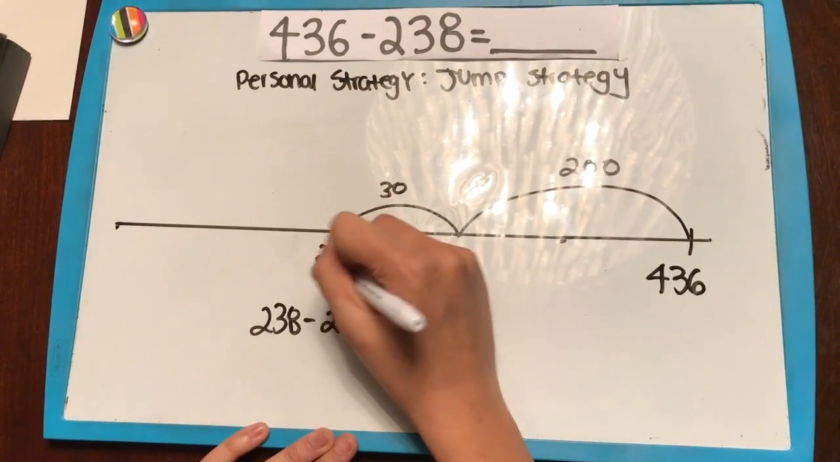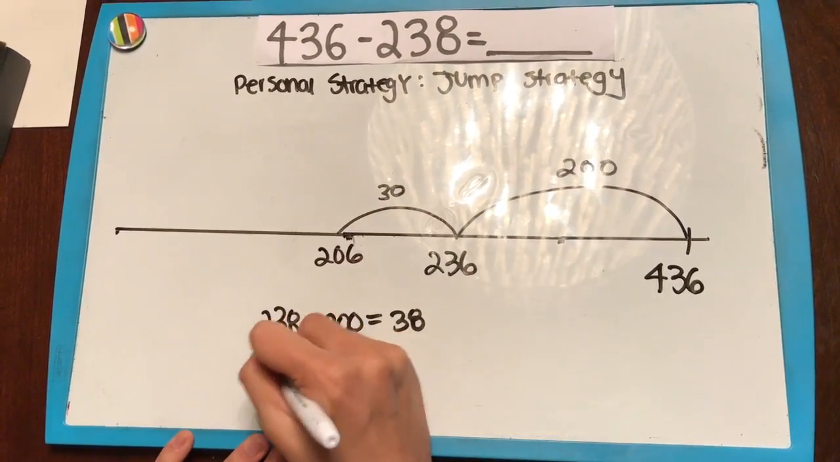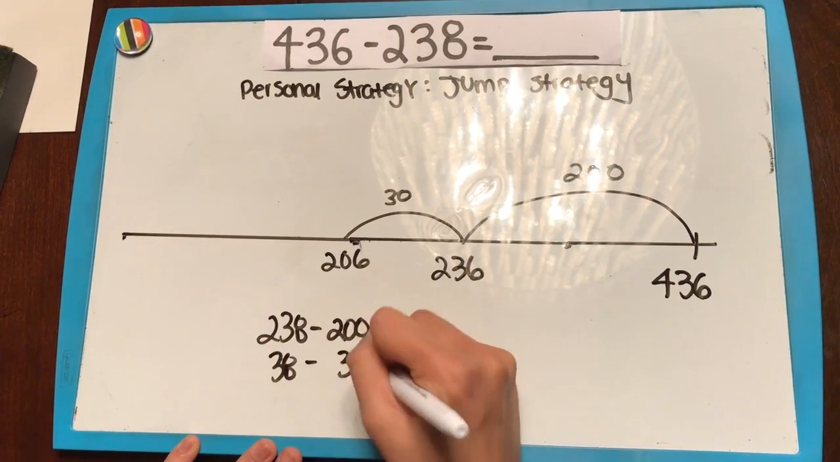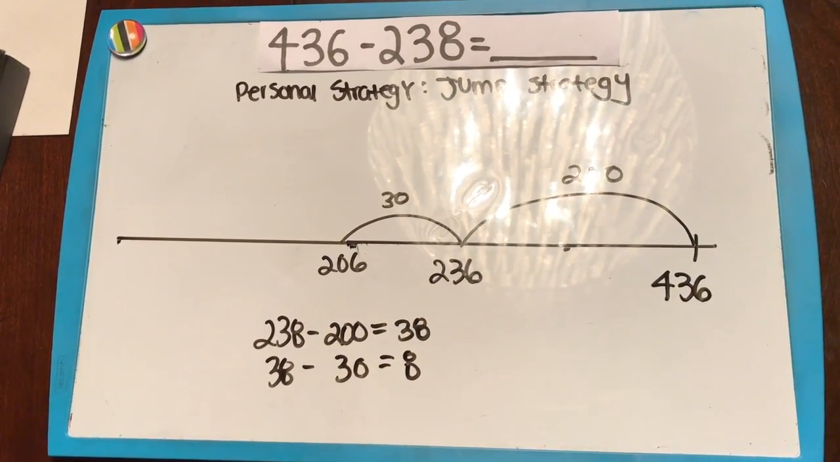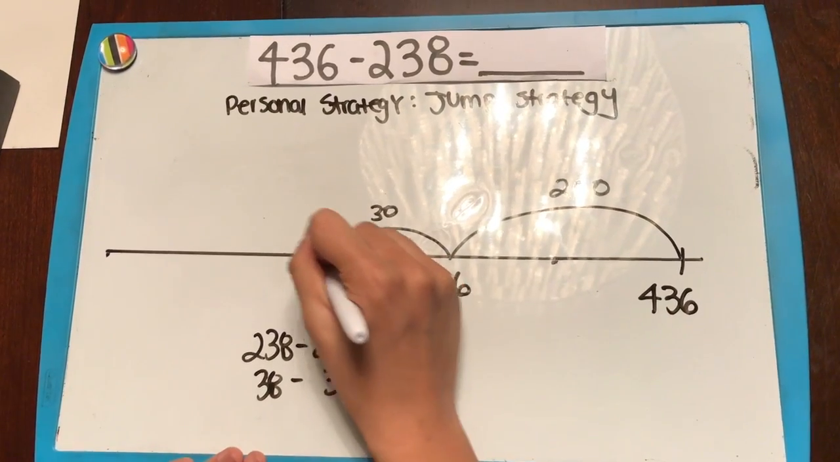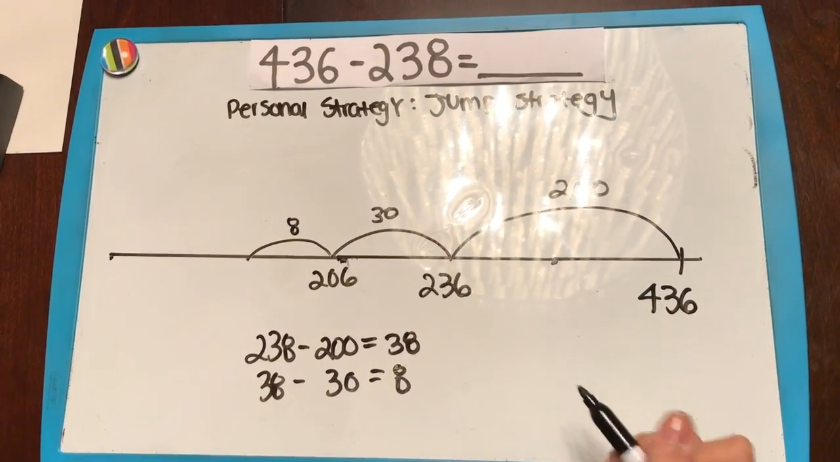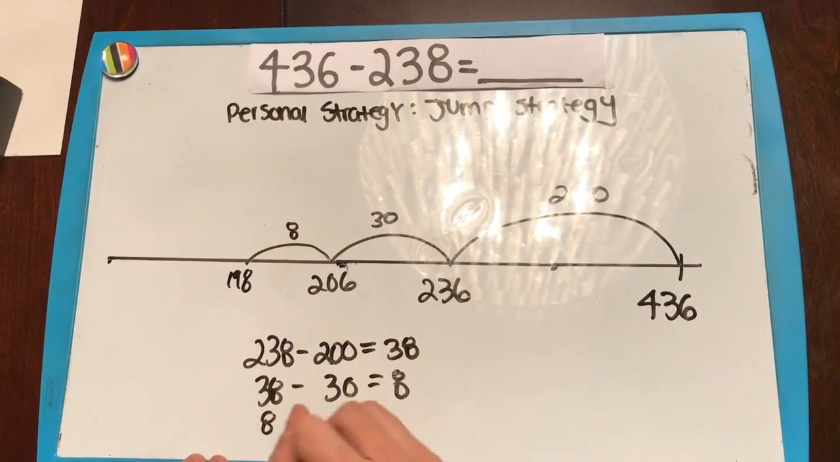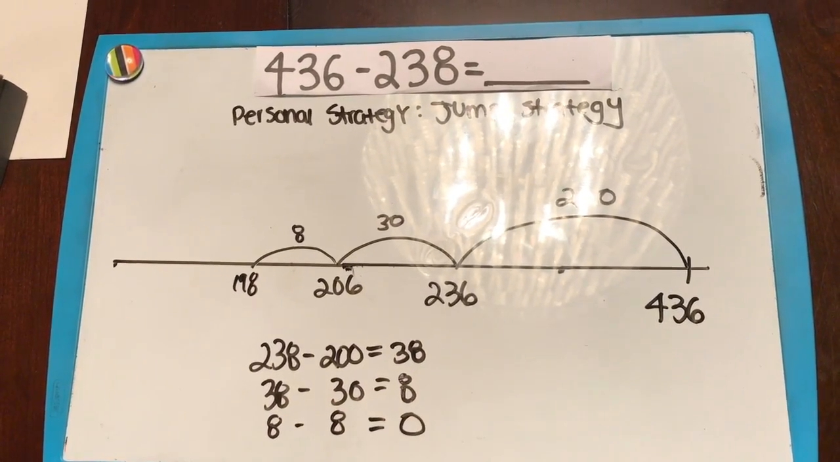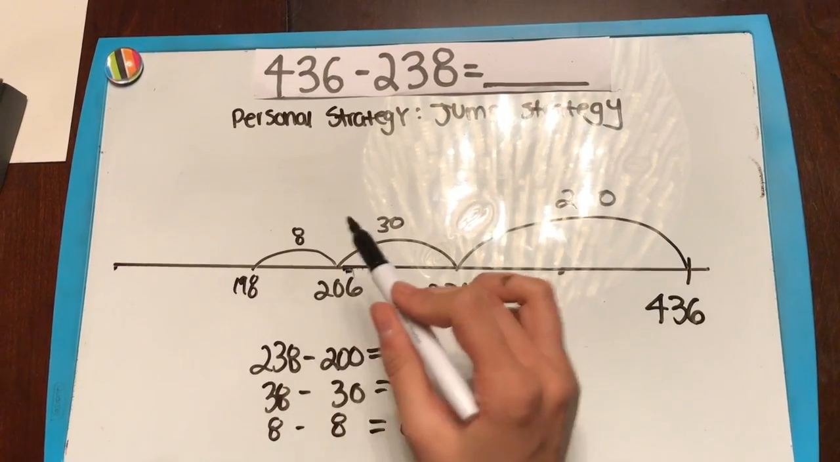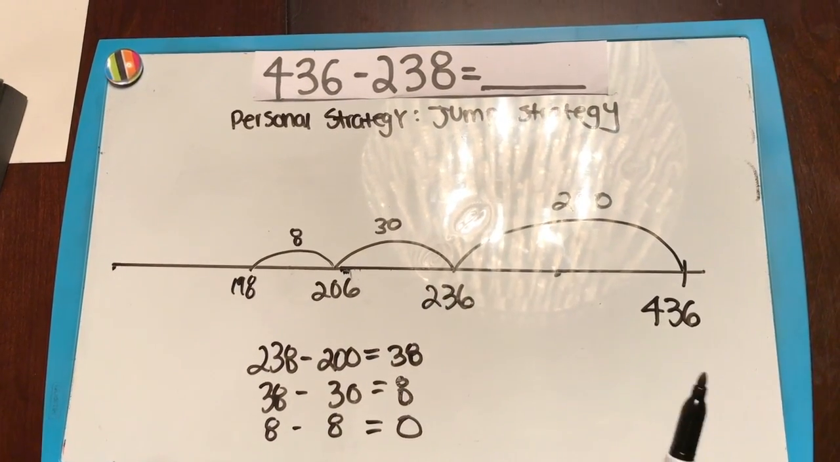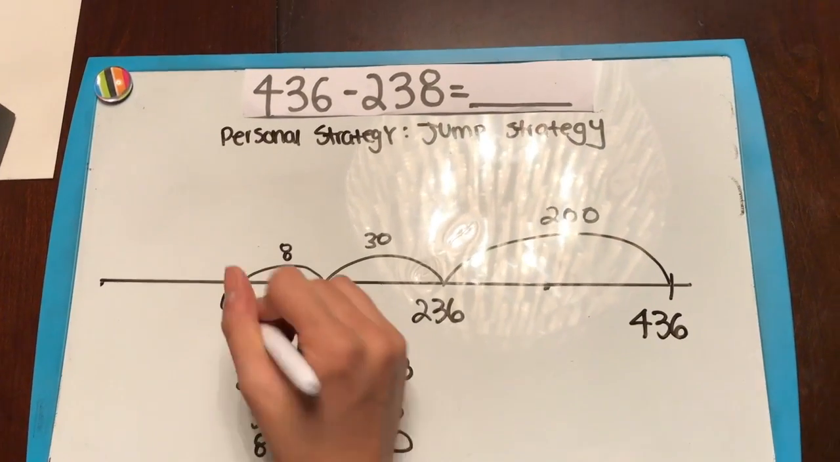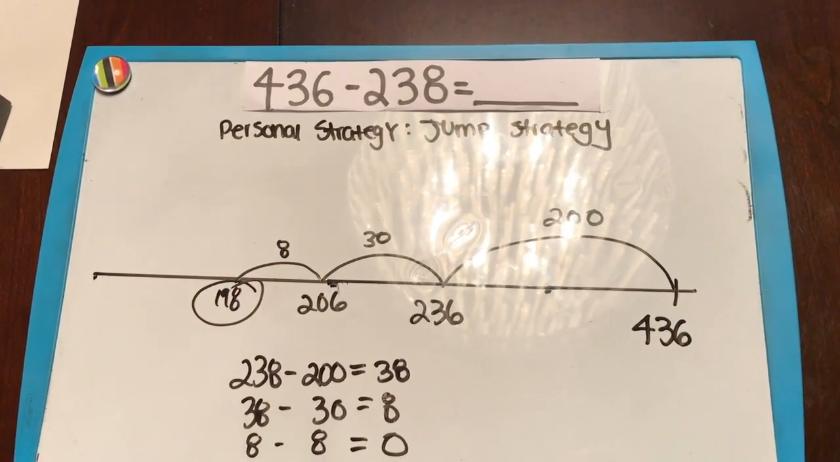Now I am left with 206. 38 subtract 30 equals 8. This means I have 8 left, so I will jump back 8. I am now left with 198. 8 subtract 8 equals 0. Therefore, all the sums of my jump equal 238, so I have finished. I am now left with an answer of 198.